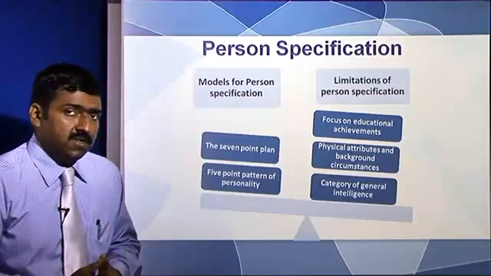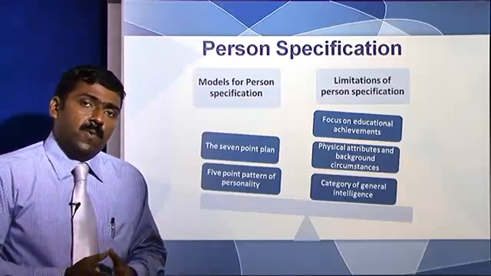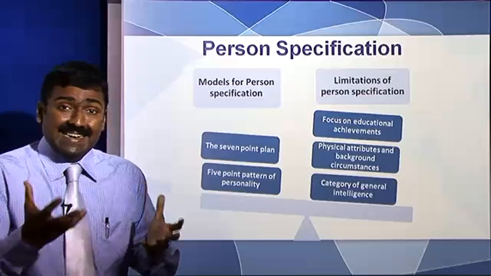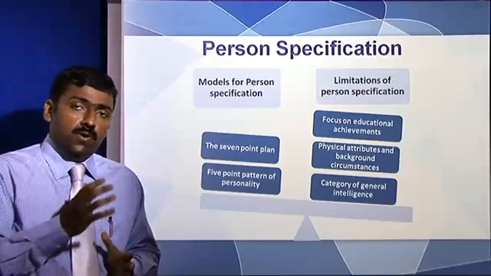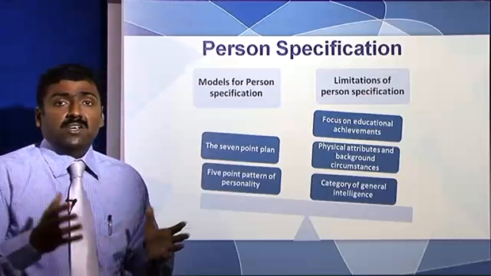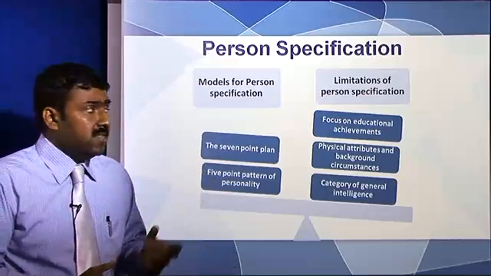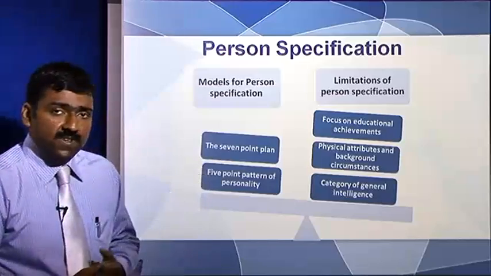Category of general intelligence. It is often assumed that people belonging to a particular category of intelligence, let us say in a certain kind of environment, will do a good job when it comes to the actual work environment. This is a limitation of person specification.